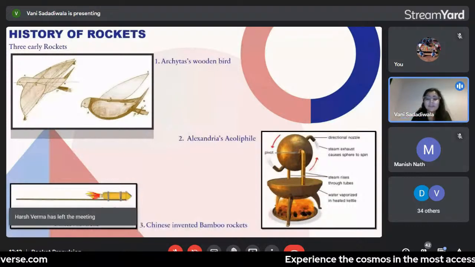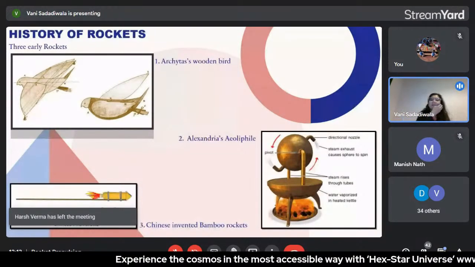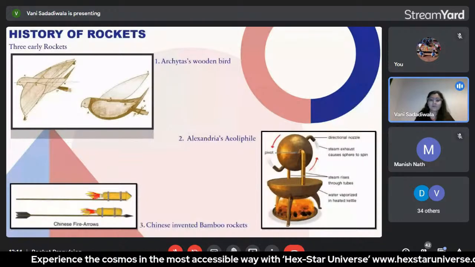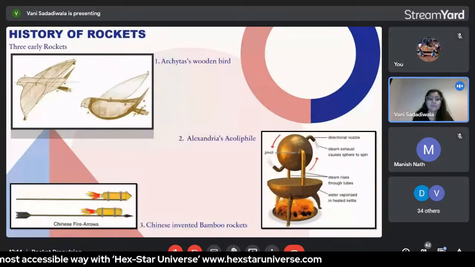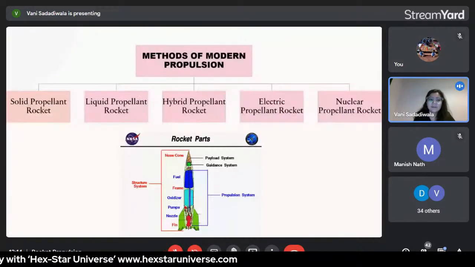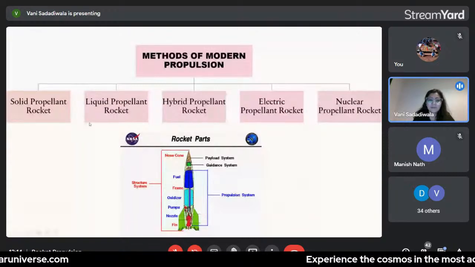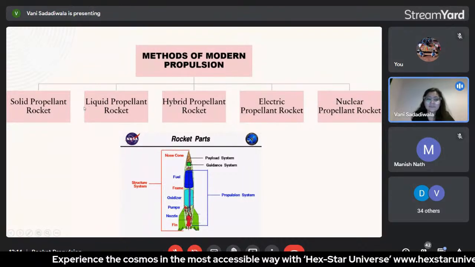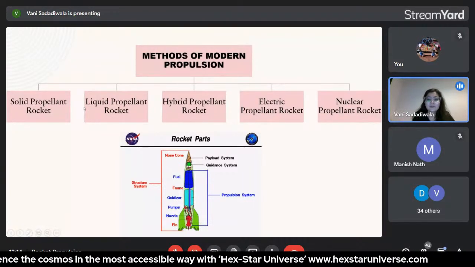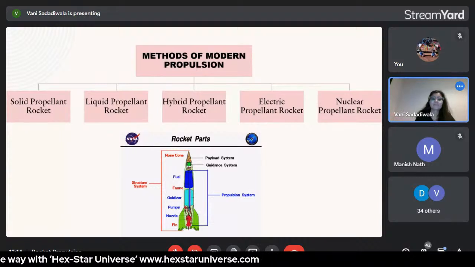So there are various kinds of methods of modern propulsion. If we look at the division of rocket propulsion based on the types of propellants used in motors, it can be considered that there are majorly five types: solid propellant rocket, liquid propellant rocket, hybrid, electric, and nuclear. As you can see in these bifurcations, these rockets are totally divided on the basis of the type of propellants used in the rockets.